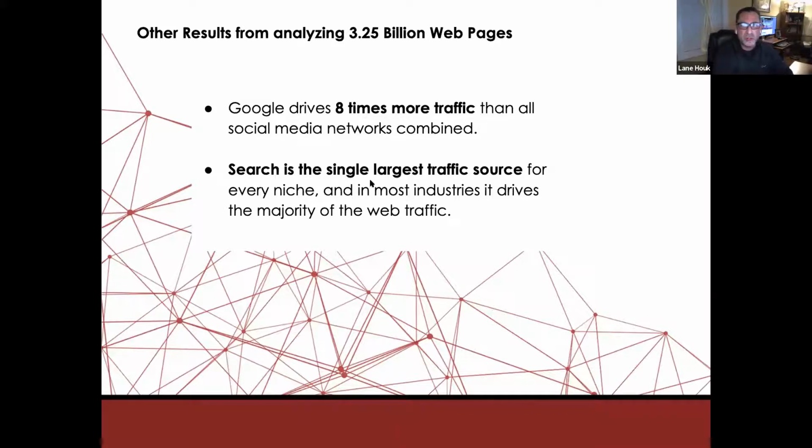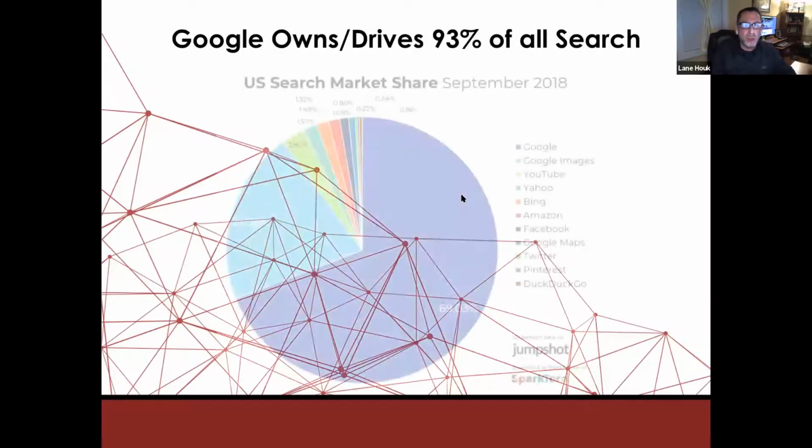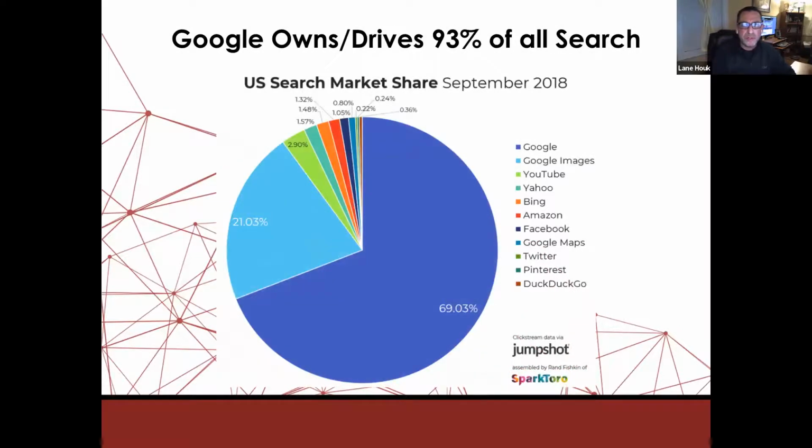Search is the single largest traffic source for every niche, and in most industries, it drives the majority of all web traffic. And in fact, Google owns or drives 93% of all search, 69%, nearly 70% in Google search directly. Google Images really does drive a fair amount of traffic, a little over 20%. And YouTube, another Google asset or Google owned property, nearly 3%.